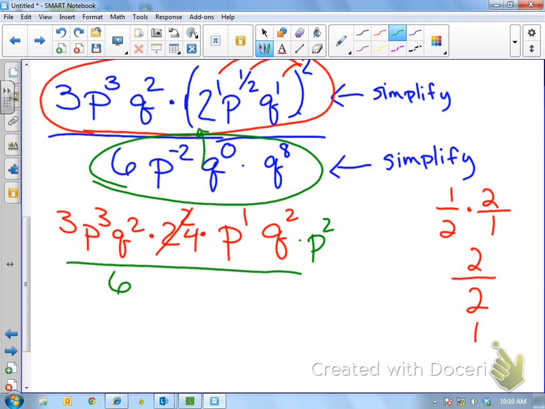What about q to the 0? 1. So basically, anytime you have a variable to 0, cross it out. We can just get rid of it. You only have to write the 1 if it's going to end up being the only thing left in the numerator. And then q to the 8 has nothing else to combine with, so we write it as q to the 8.